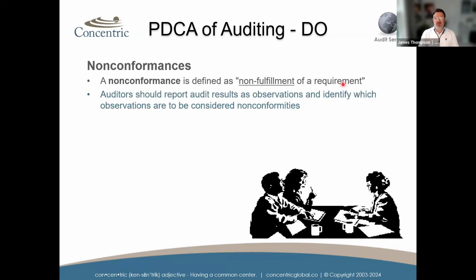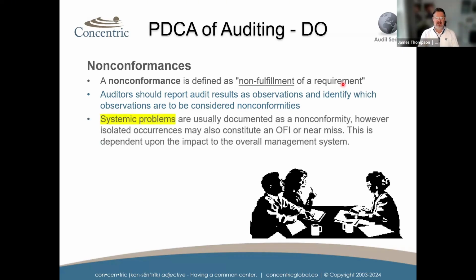Auditors should report audit results as observations, and then they have to identify which observations are being considered non-conforming. So in 19011, this will show as being kind of the grade, if you will, your audit grade. And in most cases, it's up to you how you go about doing your grading, and I'll talk a bit about that here in a minute.